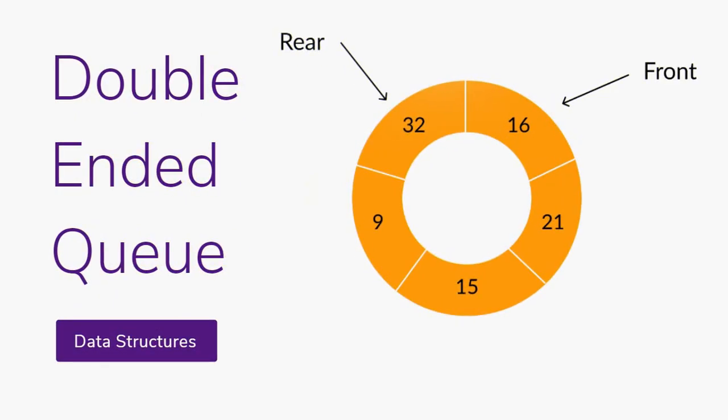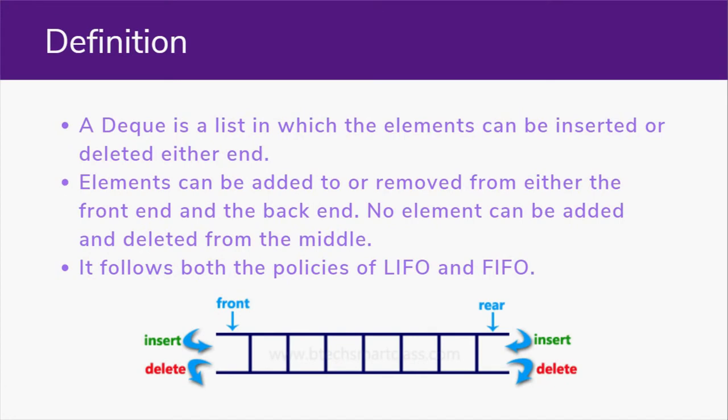Hello guys, welcome back. Today we'll see the third type of queue, which is double-ended queue. First we'll see what is double-ended queue. Double-ended queue is the queue in which elements can be added or deleted from either of the ends. So elements can be added or removed from the front end as well as from the back end.